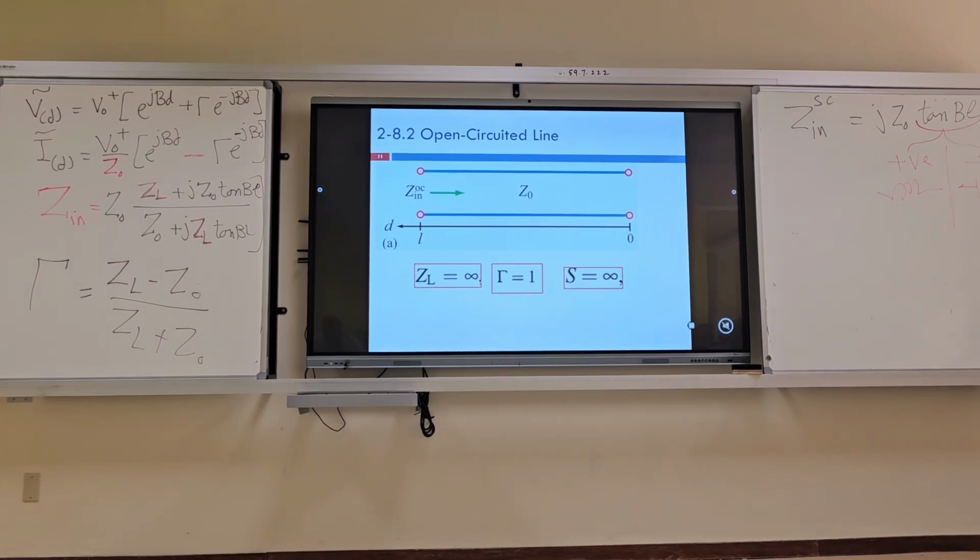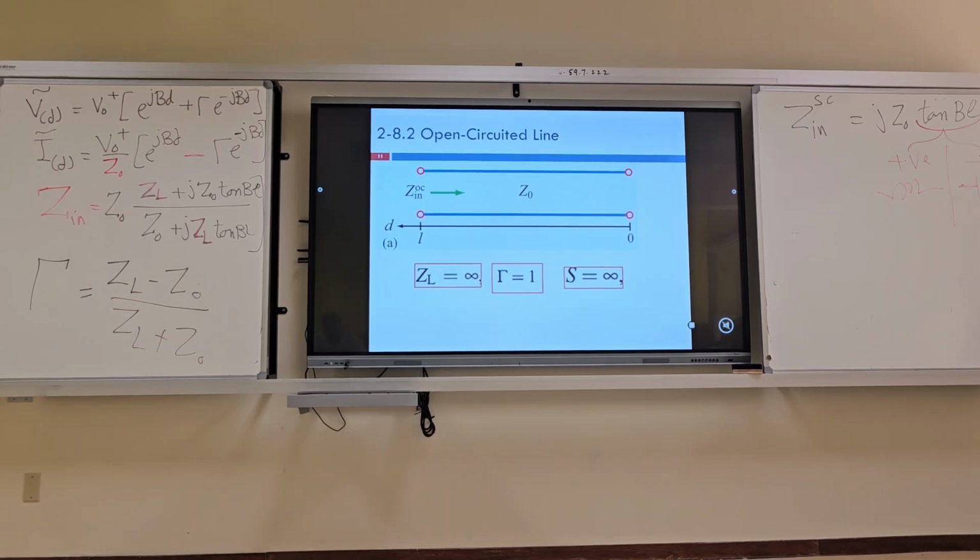Okay, and with ZL equal to infinity, what is the input impedance equation? Substitute in the equation. ZL is infinity. It will be infinity over infinity. You don't need to differentiate. Just divide the numerator and denominator by ZL.